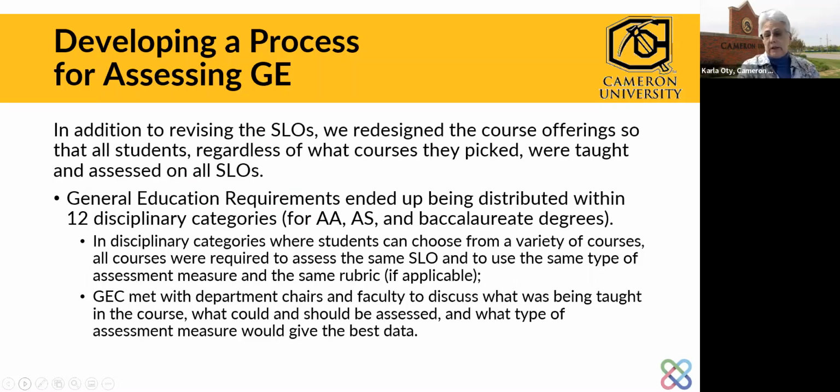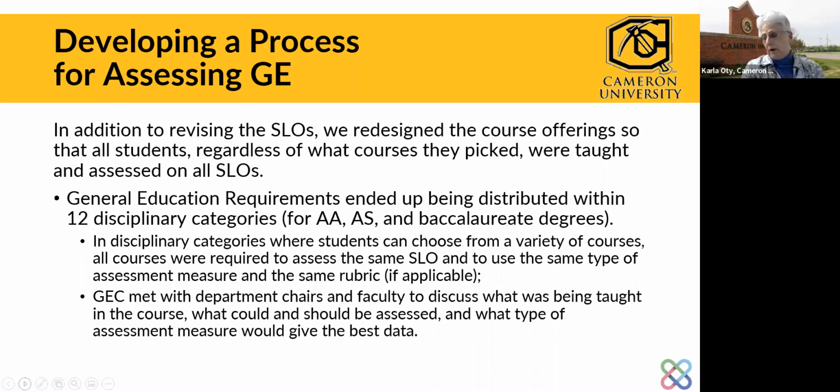While we were doing this, we also totally redesigned the course offerings. One of the things that HLC rightly pointed out is that the way we were doing our assessment, a student could have gone through the cafeteria model and never been taught something that was aligned with one of our student learning outcomes. And we say all of our students who graduate with a bachelor's or an AA or AS should have these skills and knowledge. So we had to redesign the course offerings so that regardless of what courses they picked, they were taught and assessed on all SLOs.